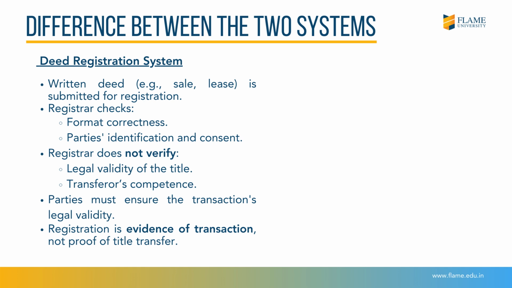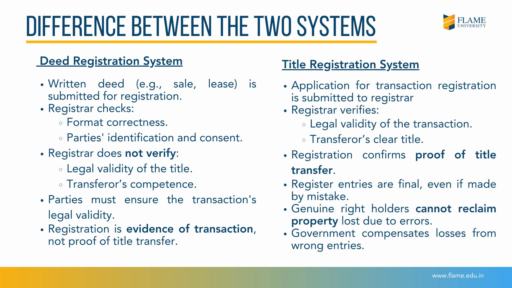In the title registration system, when an application for registration of a property transaction is submitted to the registrar, he examines the legal validity of the transaction in detail. He registers the transaction only if he is satisfied that the transferor has a clear title on the property and there is no legal hindrance in passing the title to the transferee. Once an entry in the name of the transferee is made in the register, it is considered conclusive proof of his title over the property.